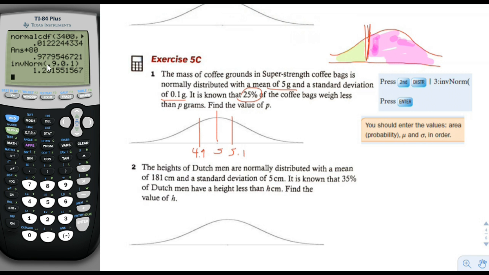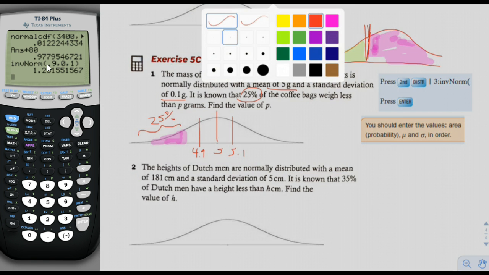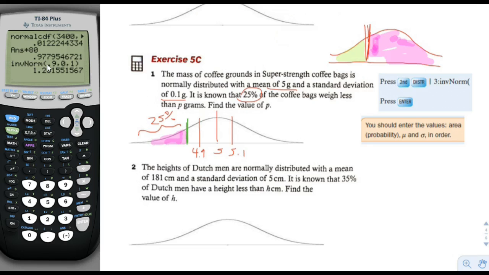So what we do know is that this pink area here is 25%. We don't know where this green line is, and we want to know where the green line is. So what we do is we use the inverse normal function, which can be found here, and we're going to give it everything we know, which is we know that the area is 0.25. It's 25%, but we put it in as 0.25. The mean is 5, and the standard deviation is 0.1. And then we paste.